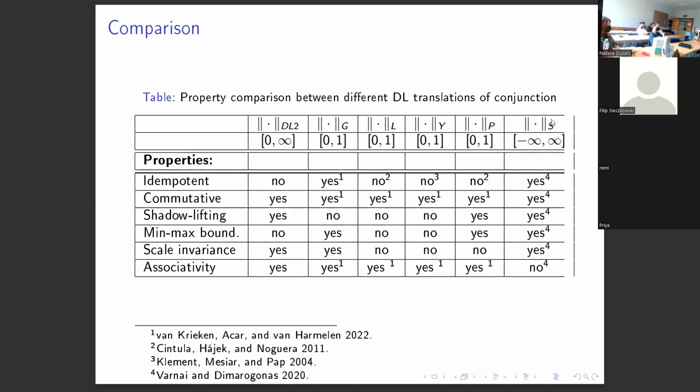So for the STL logic, let's start with this. Essentially, this was designed to fulfill these metrics, aside from associativity, as I mentioned. Now, the problem with associativity is mainly because associativity combined with idempotence prohibits shadowlifting. So you cannot have the 3 of these at once.